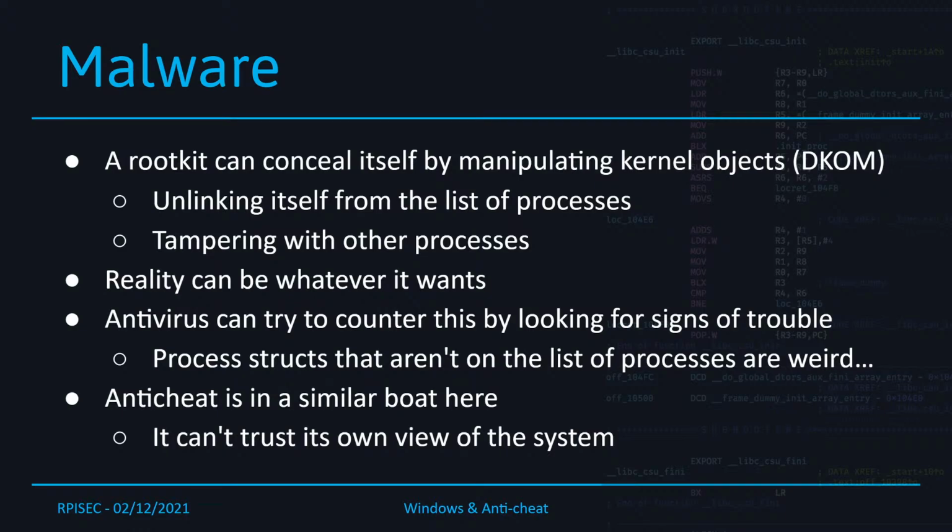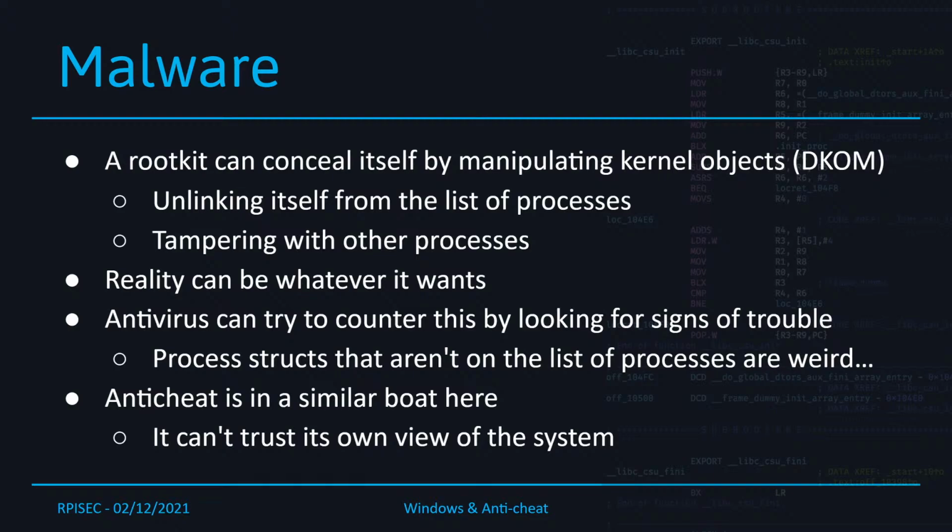So rootkits conceal themselves, at least one way they conceal themselves, is by doing direct kernel object manipulation, or DKOM, great name. So they can, for example, take the list of processes and just kind of unlink themselves. Or they can look for other processes and mess with them. Maybe stop Windows Defender from starting, or otherwise interfere with the system. So it kind of has control of reality here.